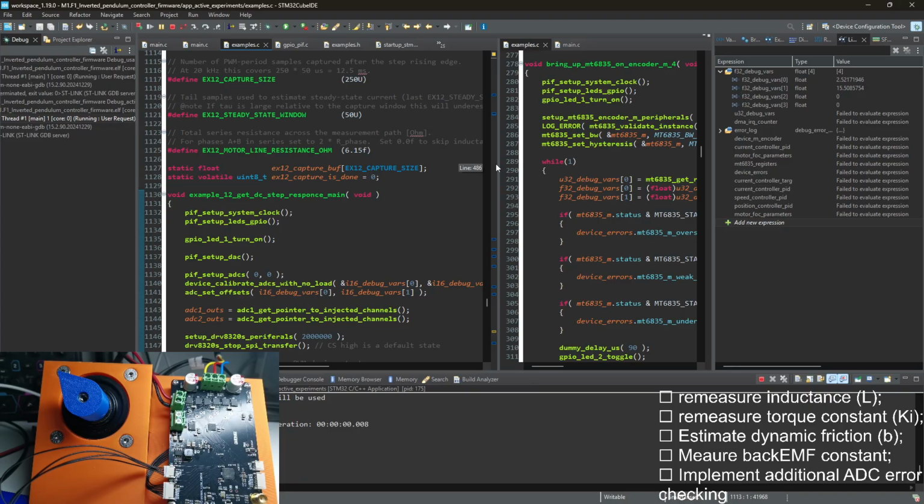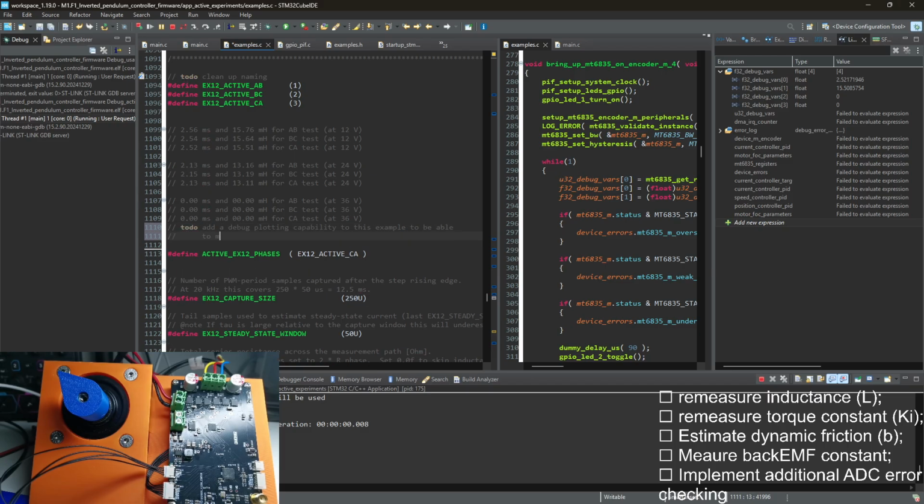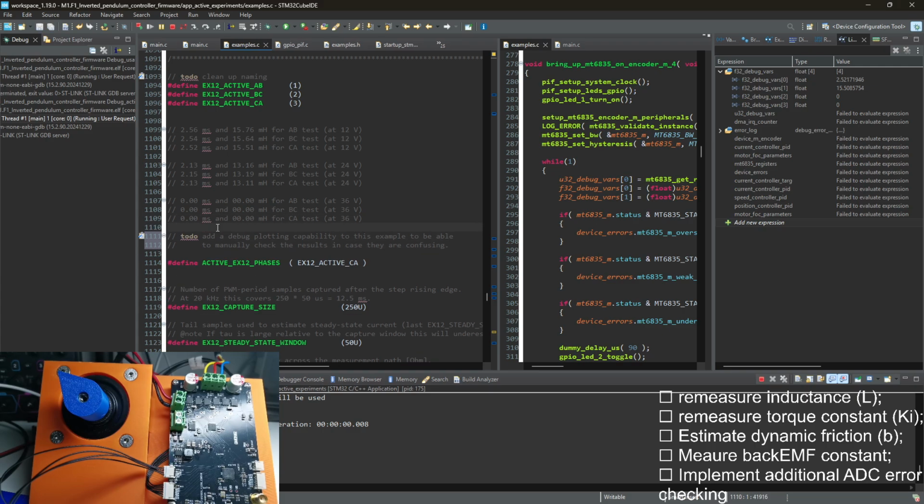Actually, now that I'm thinking about it, did I even do it correctly? Maybe I should plot it. I actually think that I need to add a debug plotting capability to this example to be able to manually check the results in case they are confusing. Okay, like that.